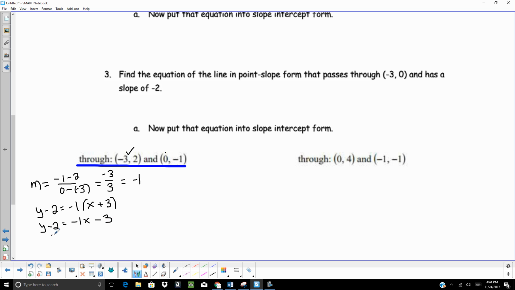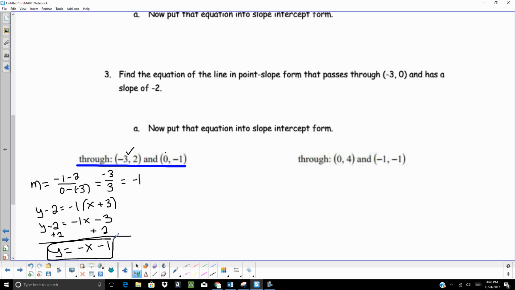And then add 2 to both sides. And when I get done, I'm going to get y equals, and again, I could write -1x, but writing -x is better. -3 plus 2 is -1.